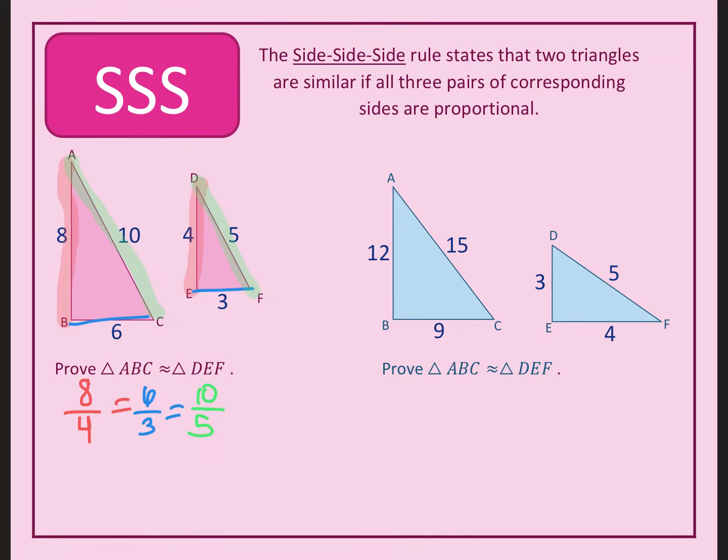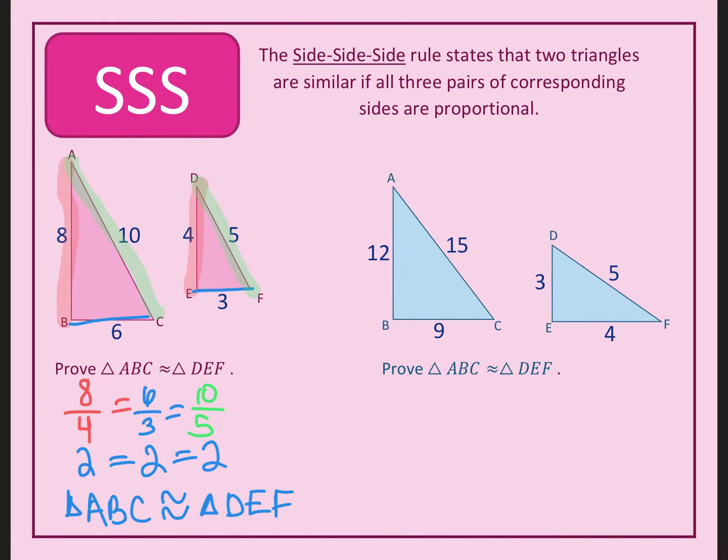If I were to divide all of these fractions and figure out what the proportion is, I would get 2 equals 2 equals 2. Since they all have the same fraction, the same reduction, these are proportional by side, side, side. So triangle ABC is similar to triangle DEF.